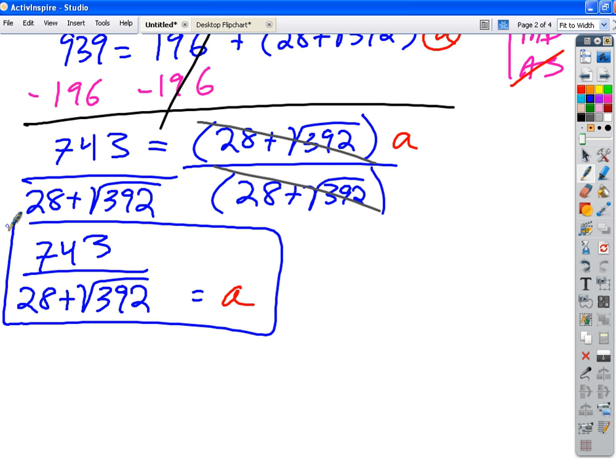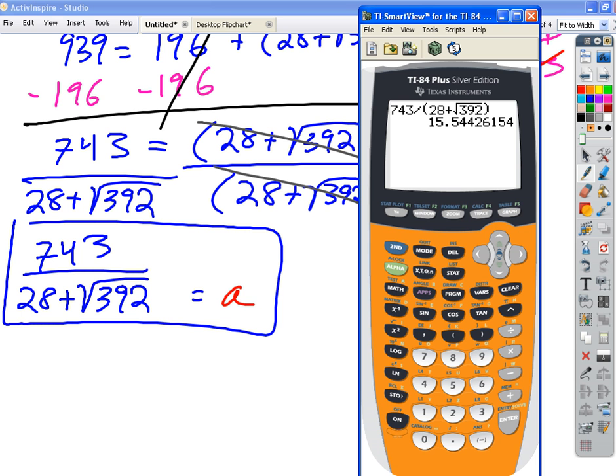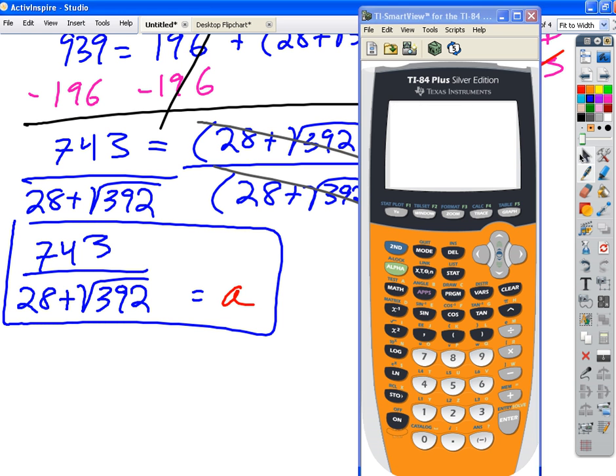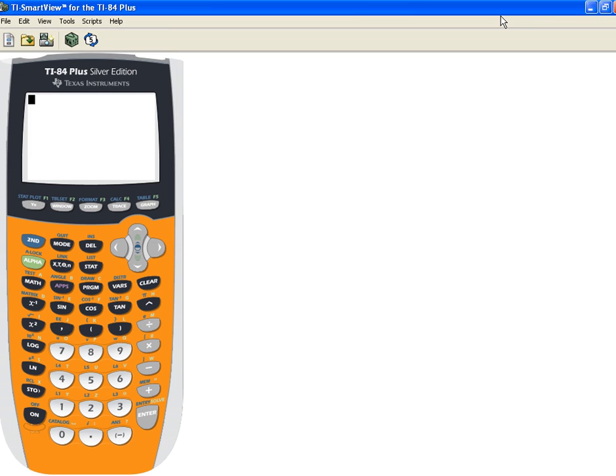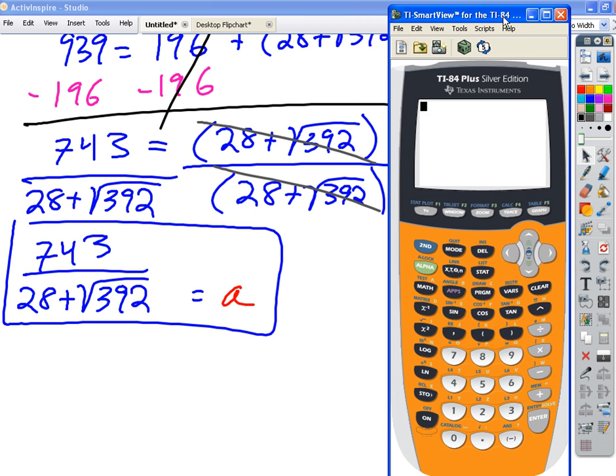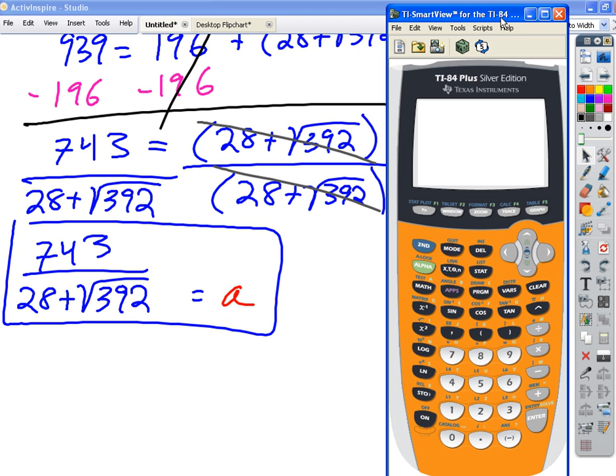So how do we do this on a calculator? A couple good ways to do this. And it is easier to do on a graphing calculator. There's no question about it. If I want to do this on a graphing calculator, the best way is just to put it in all at one time and push enter once. That's it.